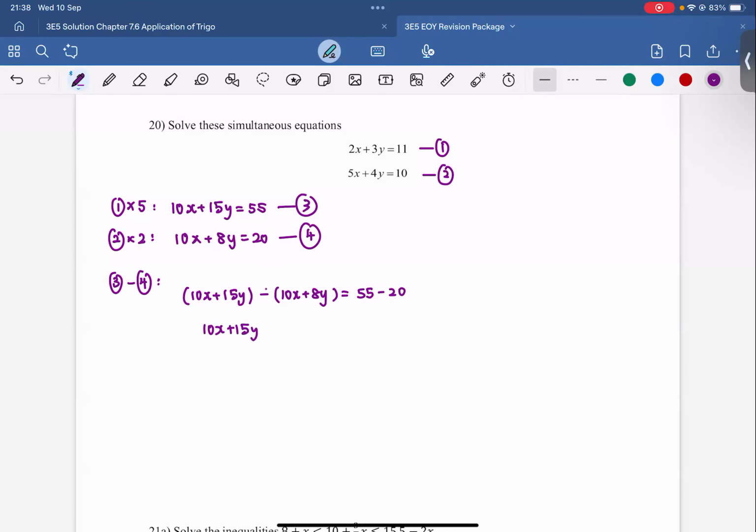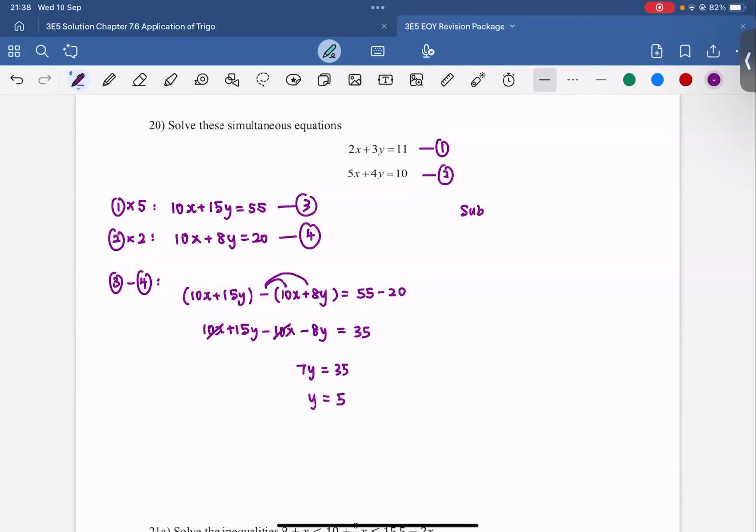When you open up this part, you need to distribute minus 10x. This is the mistake where you make. You will not distribute to the y. 55 minus 20, 30. Okay, so the 10x and 10x will subtract. You get 7y equals to 35. Y is equal to 35 divided by 7, 5.